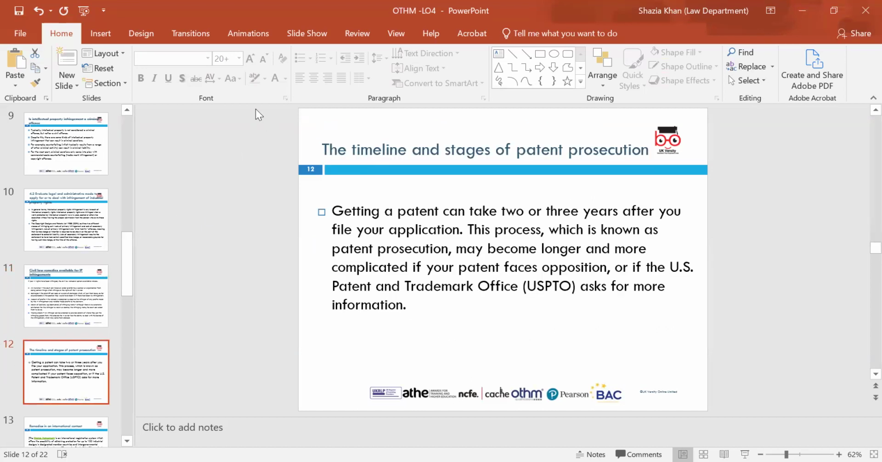The timeline and stages of patent prosecution. So, getting a patent can take 2 or 3 years after you file your application. This process, which is known as patent prosecution, may become longer and more complicated if the patent faces opposition, or if the US Patent and Trademark Office asks for more information.